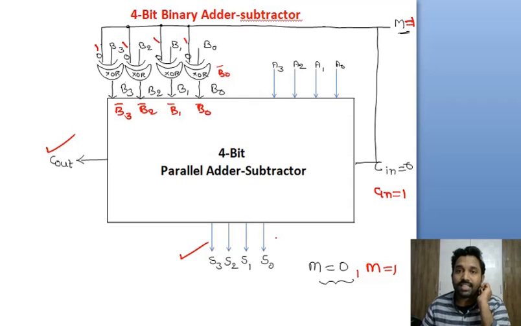Hope you understand this. This is the important one. The 4-bit binary adder and subtractor we perform with the help of the XOR gate. I hope you understand this video.